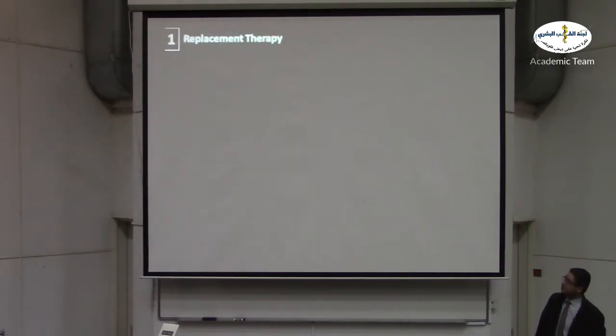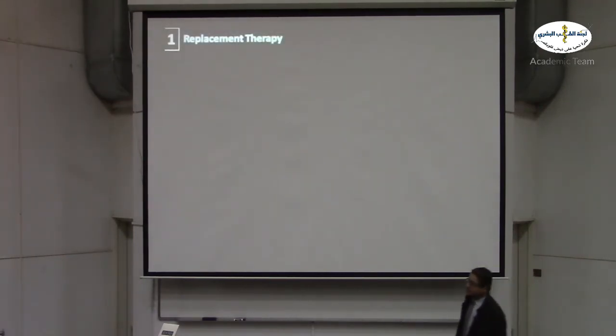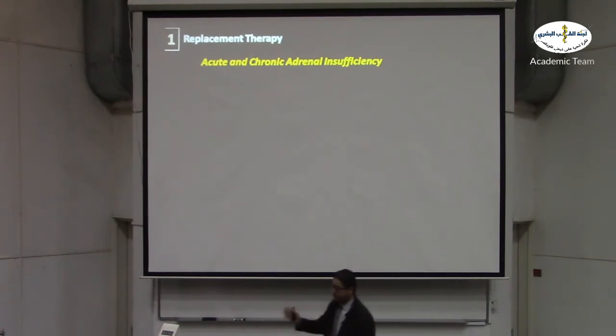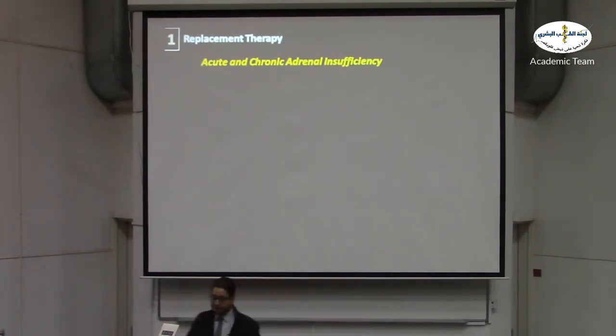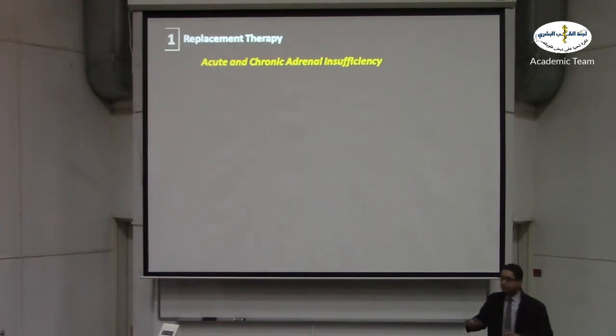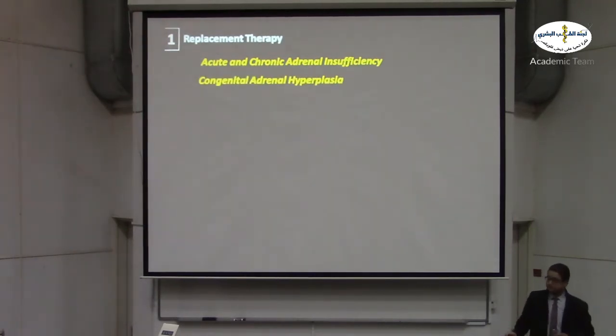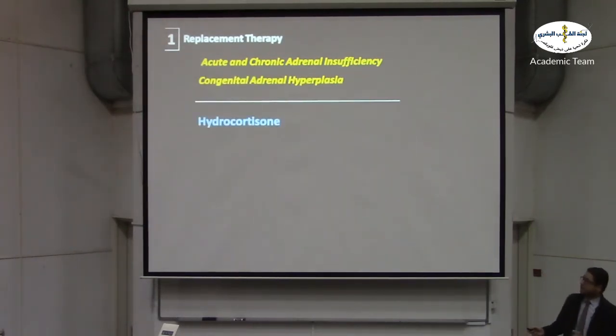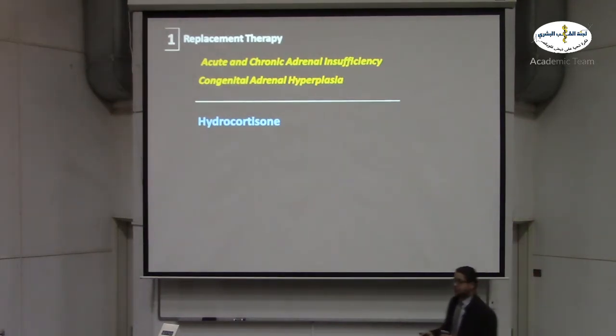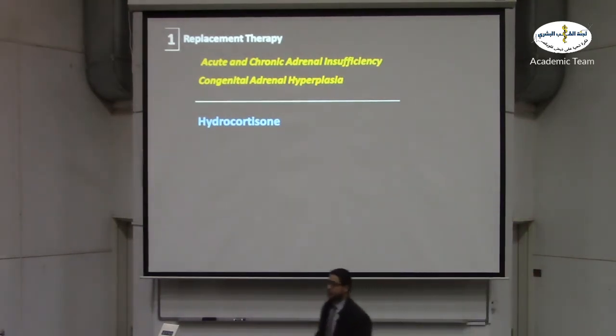For example, there are replacement therapy cases, which is known as acute and chronic adrenal insufficiency. In such cases, you have to replace the patient with glucocorticoids and mineralocorticoids. In general, we replace them with hydrocortisone only. In most cases, we replace them with hydrocortisone only.